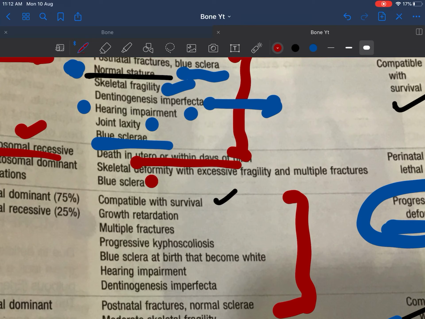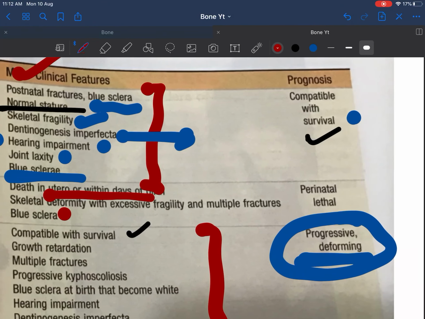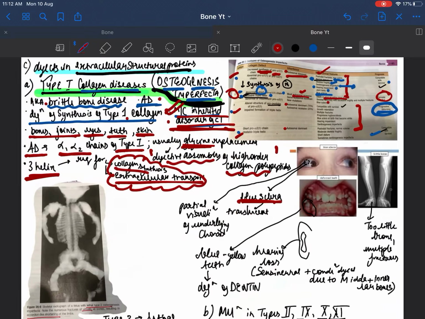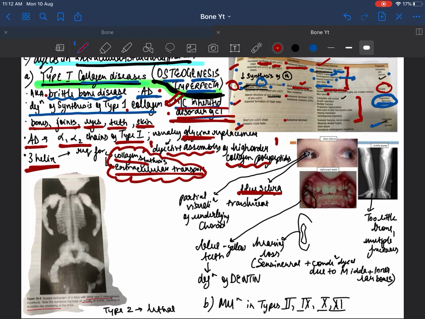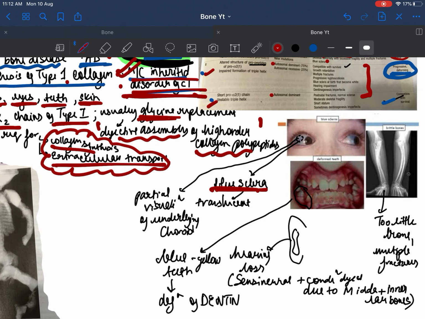The patient will also have blue sclera, but you will not be able to appreciate other features like dentinogenesis imperfecta and hearing impairment, because the patient will not be able to survive that long. So the only two features that you will be able to see are skeletal deformities and the blue sclera, and there is prenatal lethality. So what are the main clinical manifestations that you have to remember?